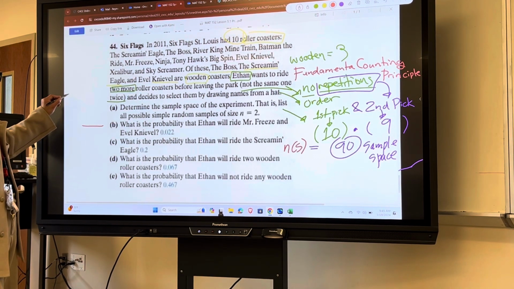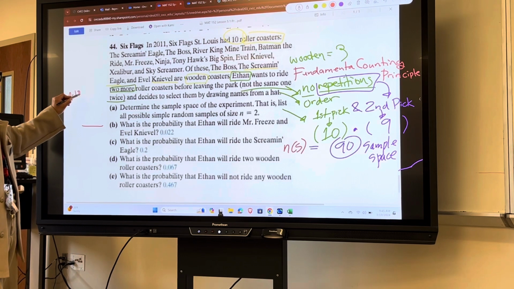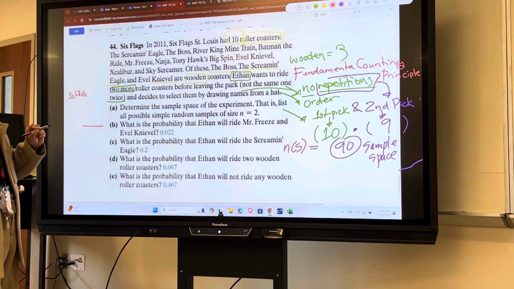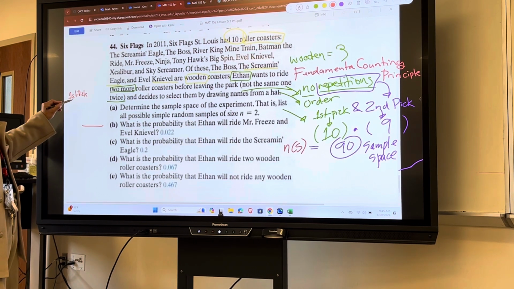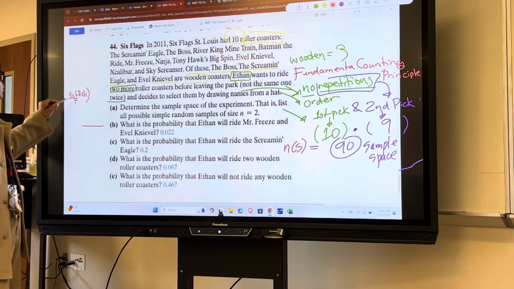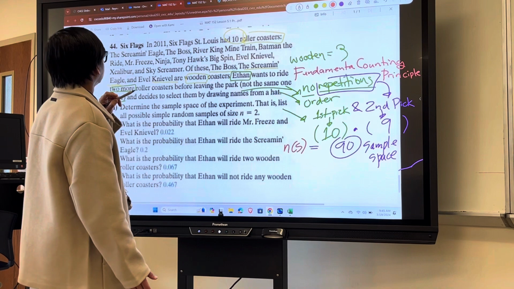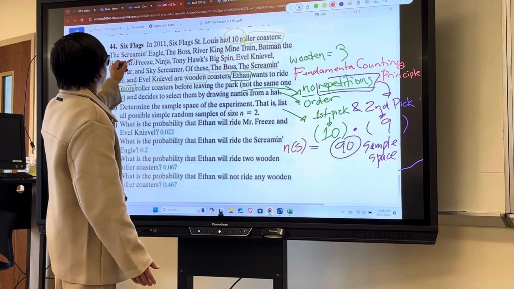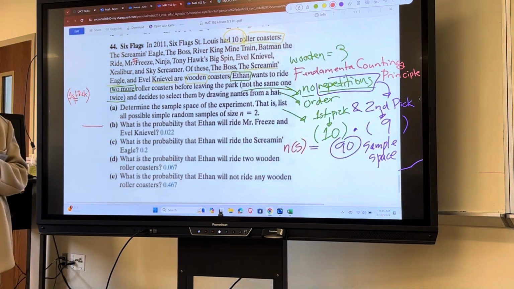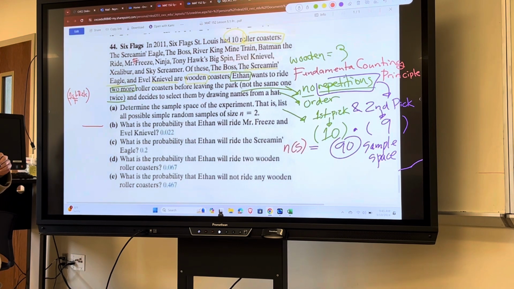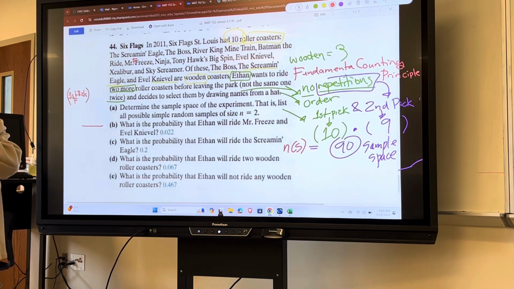So the first pick should be what? Mr. Freeze, right? So let's call it F. So where's that, Mr. Freeze? Okay. Well, there's only one Mr. Freeze, right? So in here, the first pick is Mr. Freeze, right? Yeah. And the second pick is what?